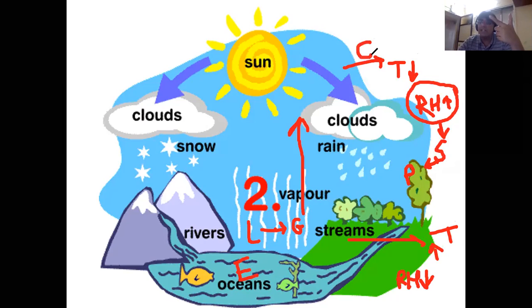Condensation will happen here, conversion of the water from the gaseous state to the liquid state. Relative humidity will increase, saturation point will be achieved, and then the raindrops will fall down, precipitation.